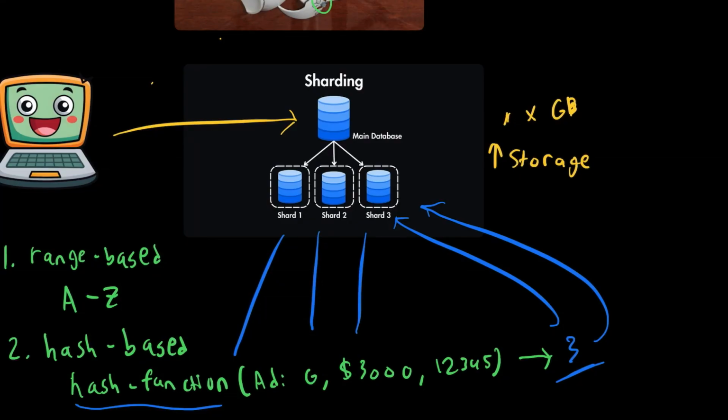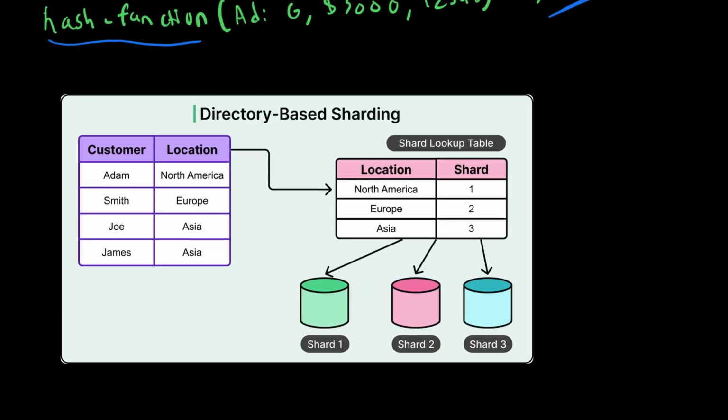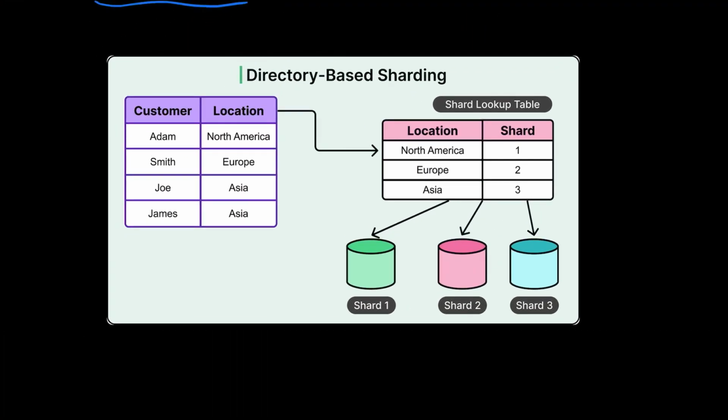But the final method I want to talk about is called directory-based, or sometimes lookup-based sharding. And I'll write that here. Lookup-based or directory, I think either of those are interchangeable, but we have this little diagram here which explains things pretty nicely. So directory-based sharding is like having a lookup table inside your database, which basically tells the client or the router where they should be looking for the information.